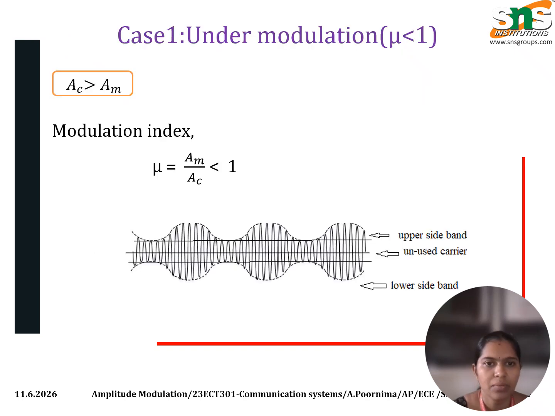The first one is under modulation. In this case, the amplitude of the carrier signal is much greater than the amplitude of the message signal. Therefore, the modulation index is lesser than 1. Due to mu lesser than 1, there is unused carrier power. Due to this, the power efficiency of AM is low, because when mu is lesser than 1, the power efficiency of AM will be low.